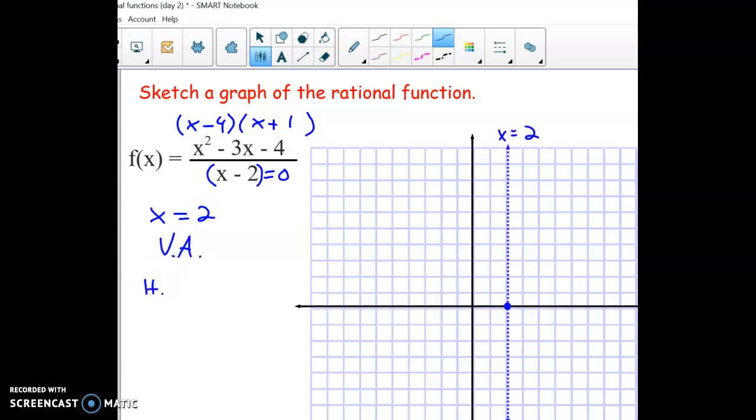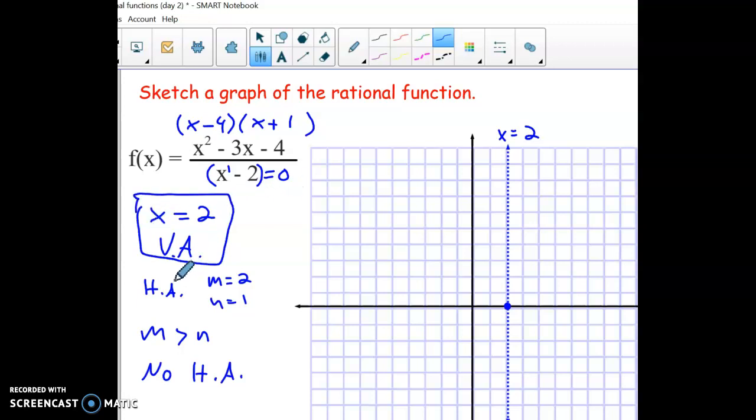Now I'm going to do a horizontal asymptote. So I got to use that M N chart. So M and N are the highest exponents. So M is 2 and N is 1 right there. So according to the chart here, M is greater than N. So there's actually no horizontal asymptote in this case. So I have nothing to draw for horizontal. Okay, so no holes, no horizontal asymptote, just a vertical asymptote at 2.